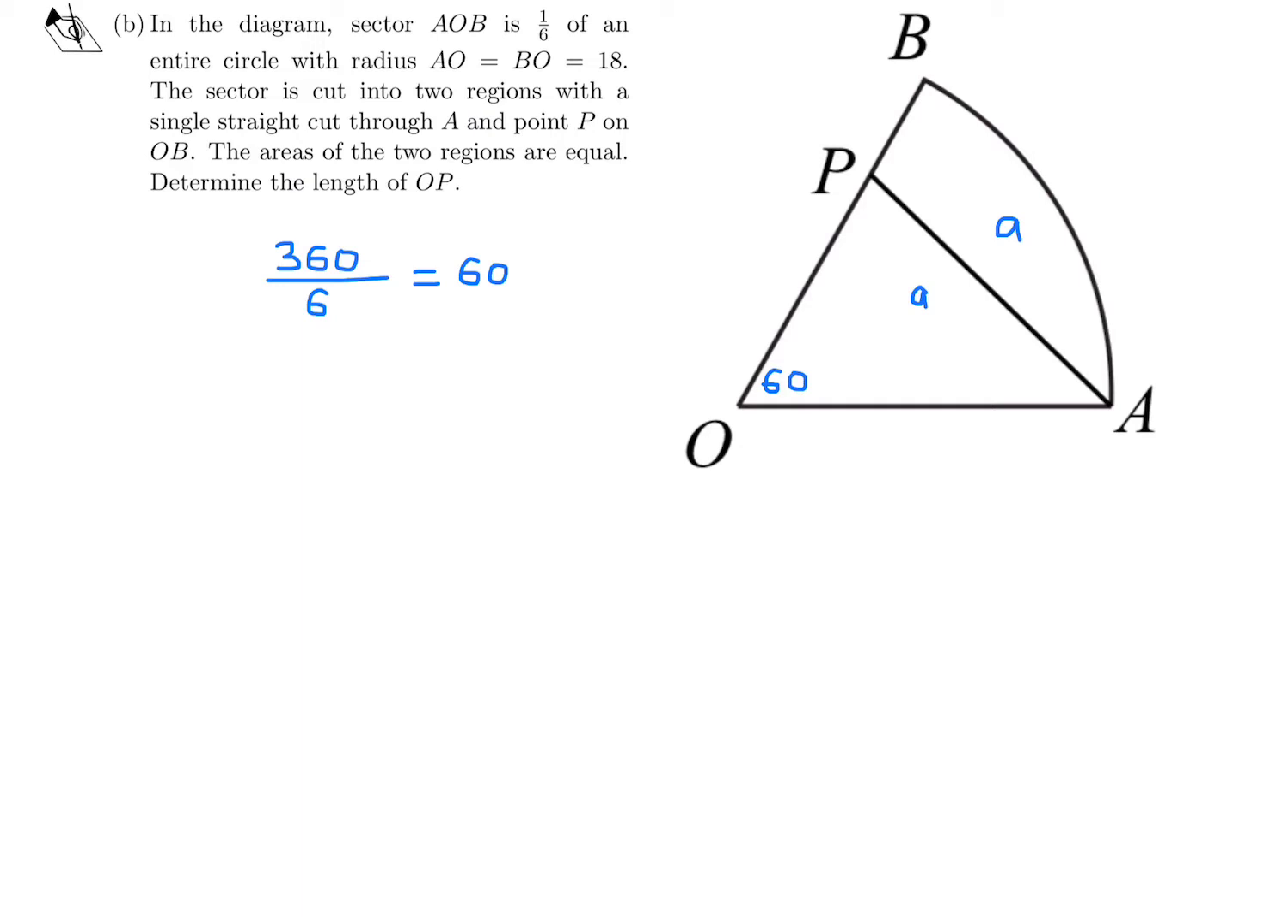Okay, so what do I do next? I have to figure out the area of that entire sector. So it'll be pi r squared divided by 6. R is 18, so it's going to be pi times 18 squared divided by 6. So that's going to be 54 pi. So that basically means that A plus A is 54 pi. So A is going to be 27 pi.